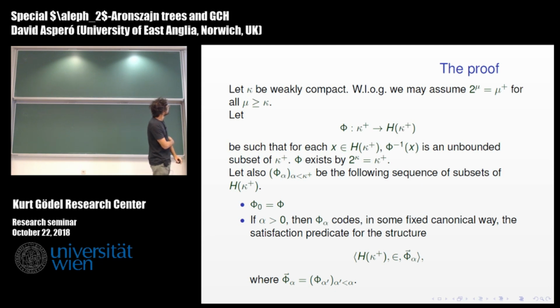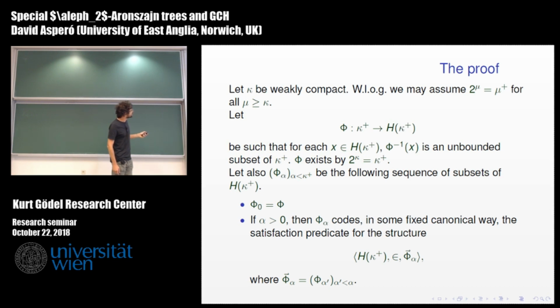Kappa is weakly compact, and to start with, I can assume that I have GCH from kappa onwards, because I can force that while not adding subsets of kappa. And now I also fix this bookkeeping phi, a function from kappa plus to H kappa plus, so that everything in H kappa plus is enumerated by phi unboundedly often. So phi exists because I have this arithmetic.